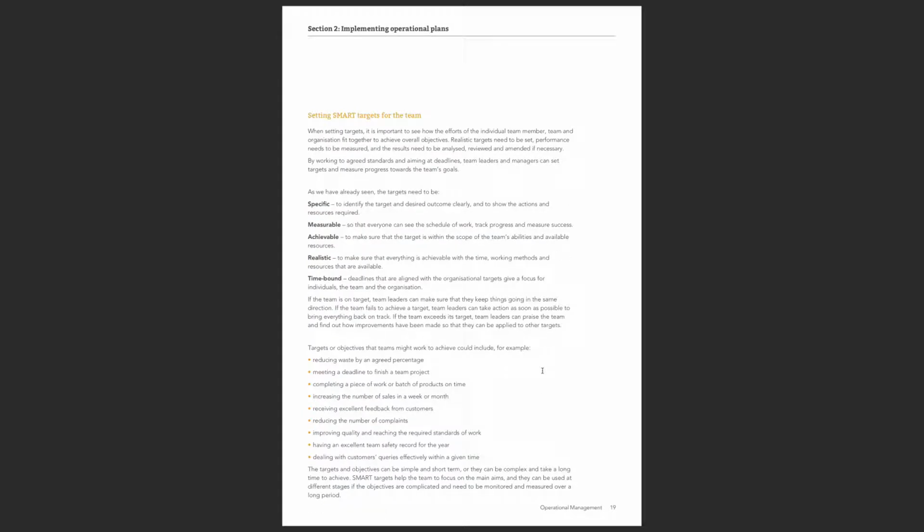Finally, setting SMART targets for the team, which I have been mentioning throughout the whole video. By working to agreed standards and aiming at deadlines, the leaders and managers can set targets and measure progress towards the team goals. So as we already saw, the targets need to be specific, measurable, achievable, realistic, and time-bound.